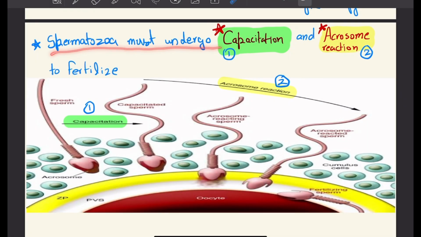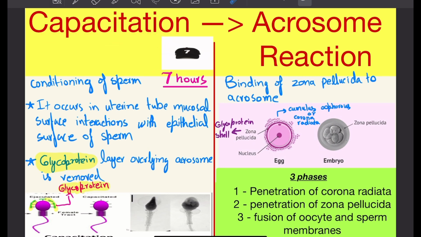Spermatozoa must undergo two steps, capacitation and acrosome reaction, to fertilize. So in capacitation, here we have a cap with digit 7. Conditioning of the sperm is called capacitation. It usually takes up to 7 hours. It occurs due to uterine tube mucosal surface reactions with the epithelial surface of the sperm. The glycoprotein layer overlying the acrosome is removed. Here is the sperm with acrosome and here is the glycoprotein layer. In capacitation, this glycoprotein layer is removed.